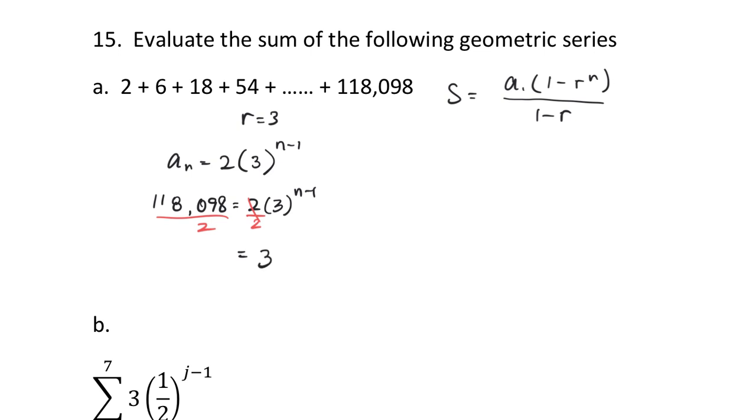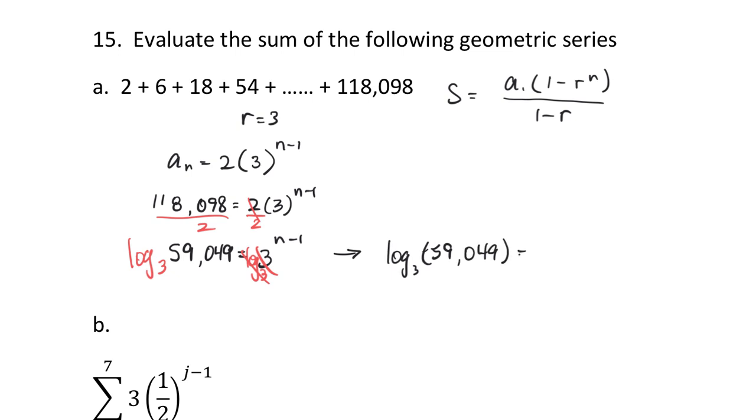So now there's no 2 coefficient. 118,098 divided by 2 is 59,049. Now to cancel a base 3, we have to use a log base 3. Log base 3 is going to cancel that. So we have log base 3 of 59,049 equals n minus 1.